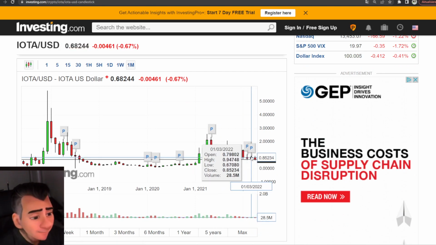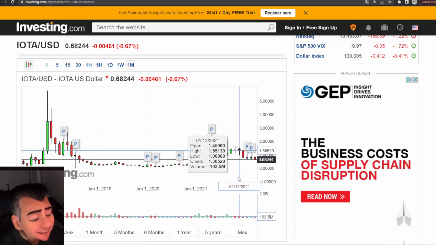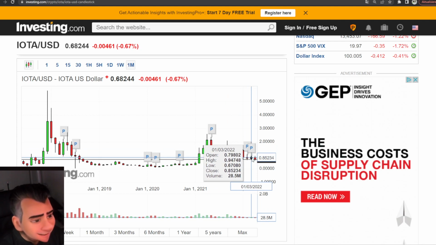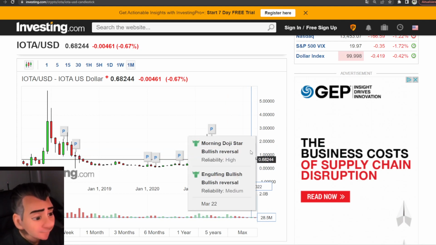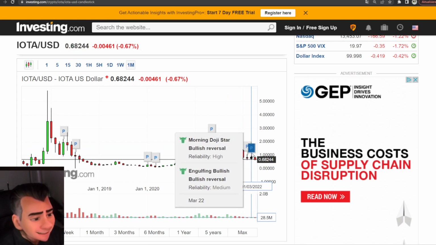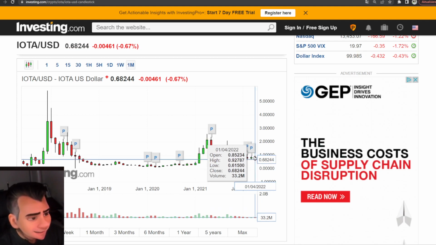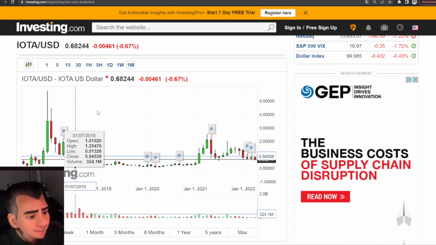Why? On the monthly time frame, every candle is 1 month. What did we see here? We saw this last candle from March. It was a morning doji star, a bullish reversal with a high reliability to go from here to the upside. It's really nice. And we saw a bullish engulfing, also medium reliability that we are going to the upside. So this is a really bullish sign. We saw this on the March closing candle. And yes, of course, we should maybe see the bottom here and a next move to the upside.